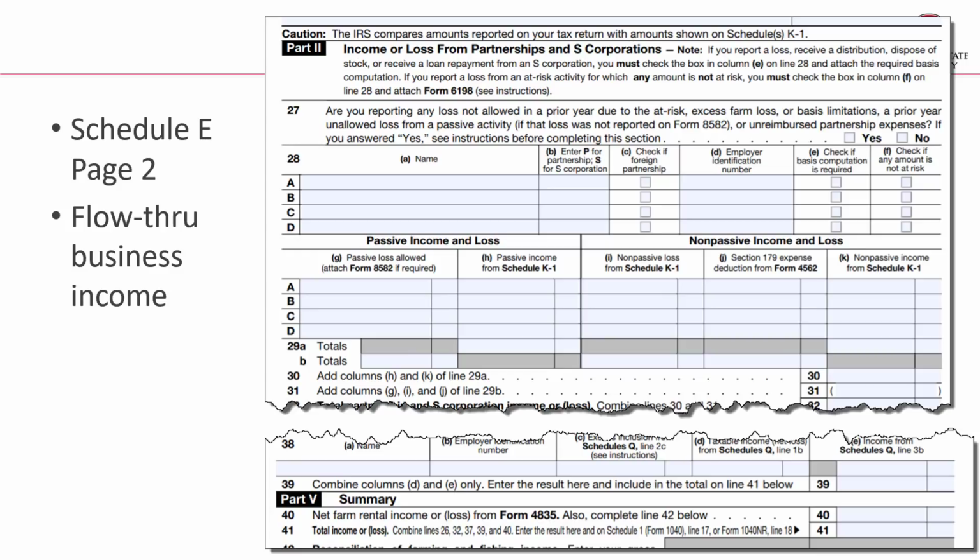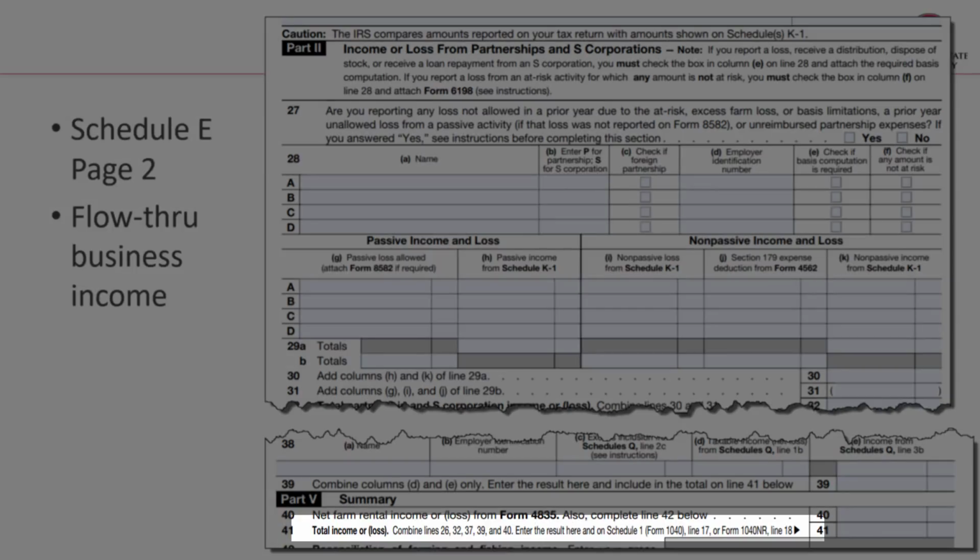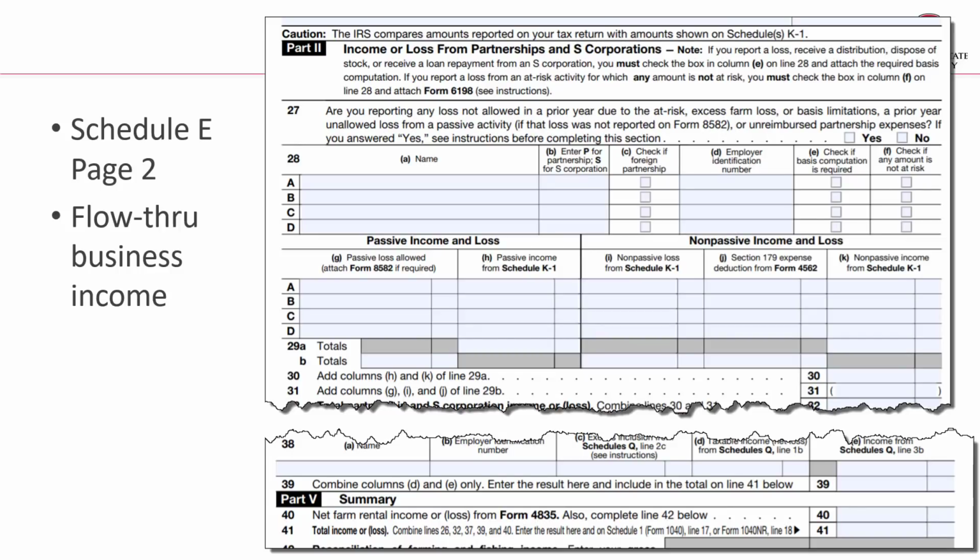And if you look down at the bottom under Part 5 Summary, you can see it says combine them all together, and guess what? Report them here and on Schedule 1, Form 1040, line 17. So again, this is another subsidiary schedule. The backside of Schedule E is the subsidiary schedule to package together all of your flow-through income.